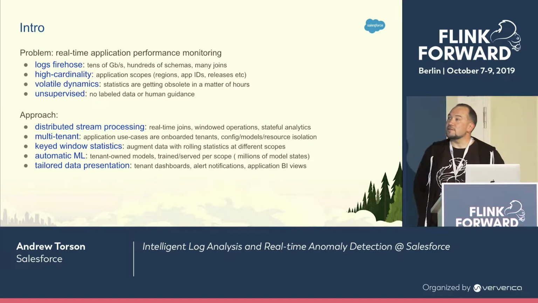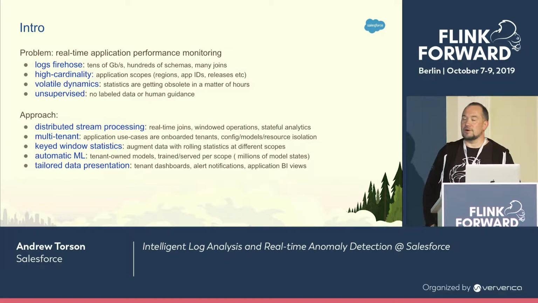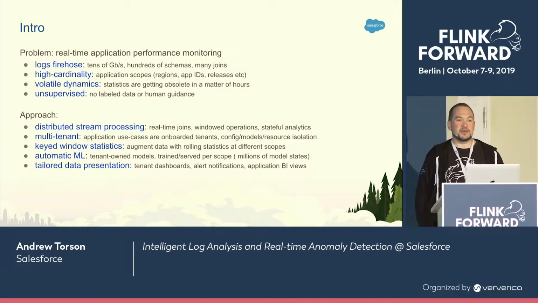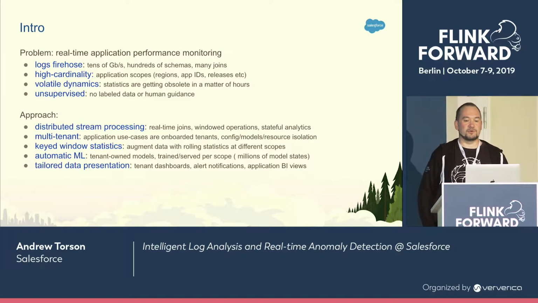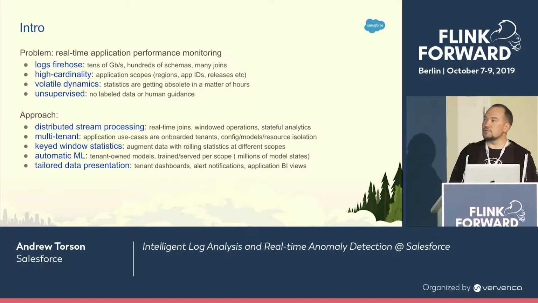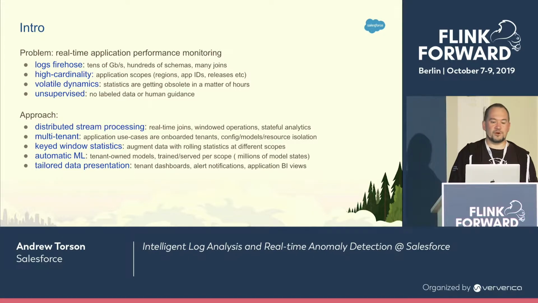So let's see what we have. First of all, we start with a logs firehose. Typically, it's some kind of a big Kafka cluster that processes all those logs. Just to give you an idea of the size, some companies have it in the range of 100 megabytes per second. Salesforce is typically in the range of tens of gigabytes per second. Logs are either semi-structured or fully structured, and there could be hundreds of schemas.